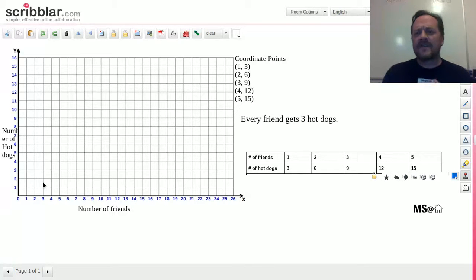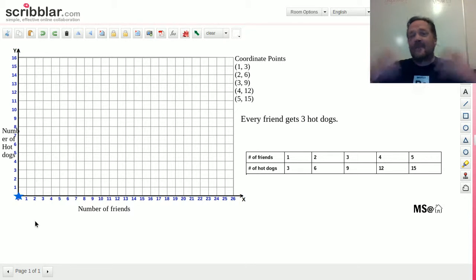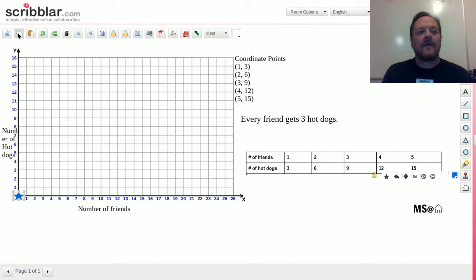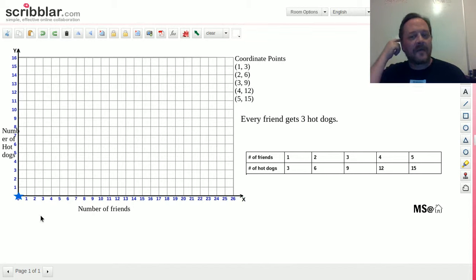First of all, let's start with a starting point. How many hot dogs do I have to buy if nobody shows up? I mean, I could eat 3, but for the purposes of this exercise, if nobody shows up, I don't buy any hot dogs. I'm going to use that as a starting point, okay? Because that's kind of important. That's 0, 0. Nobody shows up, no hot dogs. All right. Now, let's look at how we're going to plot the other ones.